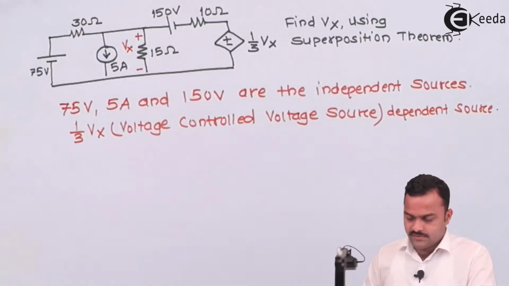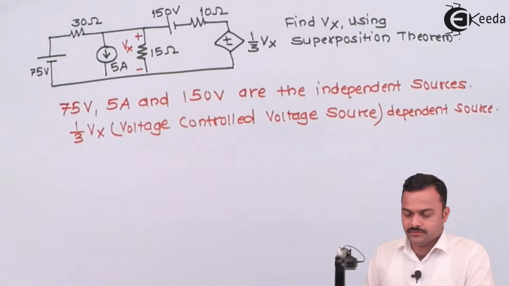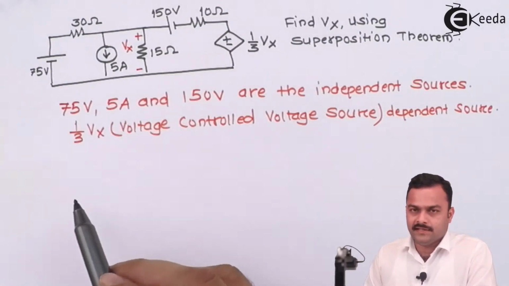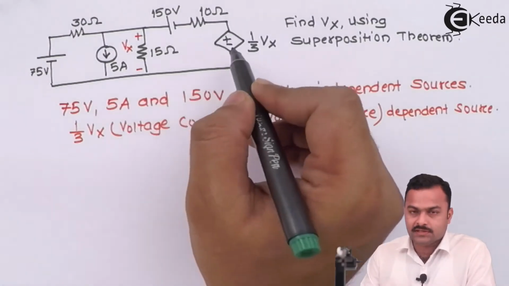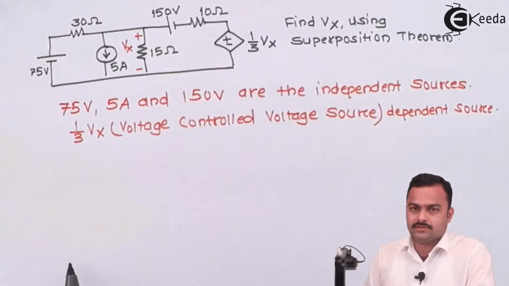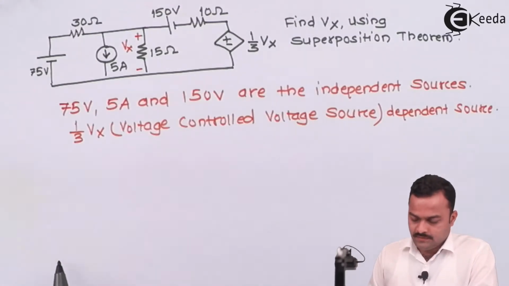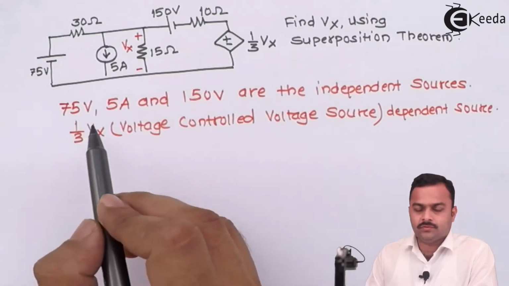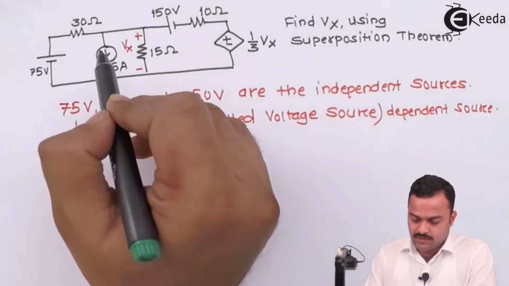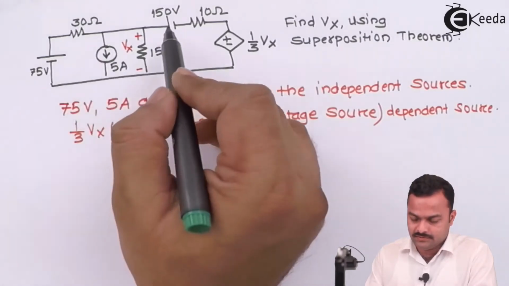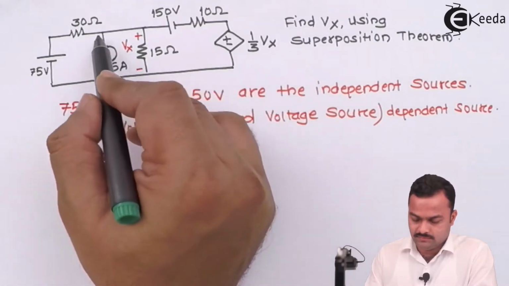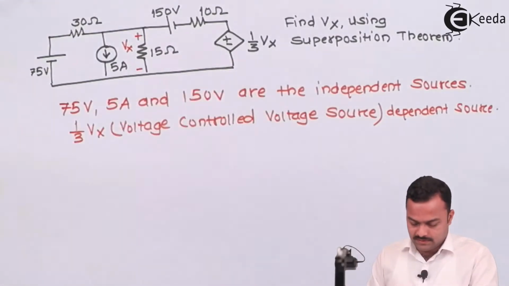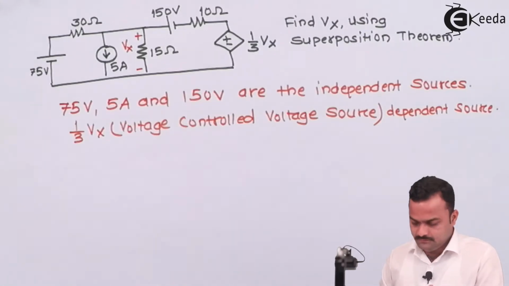As we know, in the superposition theorem for dependent sources, you take one independent source at a time, replacing the others by their internal resistances, and we are not touching the dependent source at all while doing the analysis of any of the independent sources. So let's start with the 75 volt. Whenever I consider 75 volt, 5 ampere will be open circuited, being a current source, and 150 volt will be short circuited. So this branch will go and be replaced with a wire, so we will get a circuit that we need to redraw.